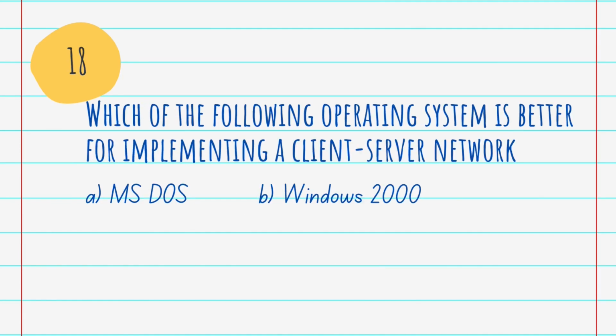Okay. Question number 18. Which of the following operating systems is better for implementing a client-server network? A. MS-DOS, B. Windows 2000. And the answer is B. Windows 2000. Windows 2000 is a major release of the Windows NT operating system developed by Microsoft and oriented towards business. Windows 2000 is a continuation of the Microsoft Windows NT family of operating systems, replacing NT 4.0. The original name for the operating system was Windows NT 5.0. Remember this. The pre-beta builds were compiled between March and August 1997. These builds were identical to Windows NT 4.0.